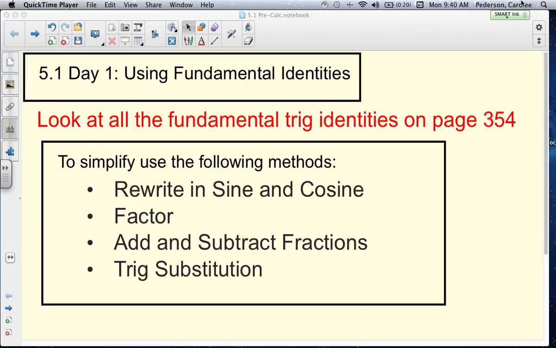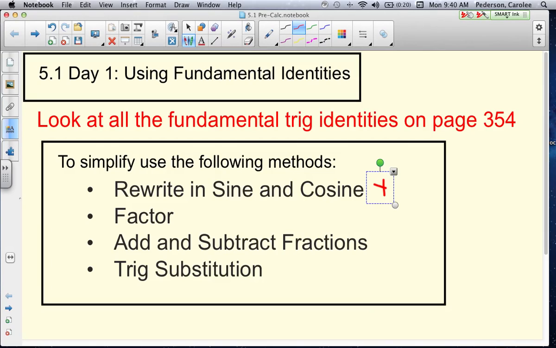What we're going to be doing today is simplifying expressions, and here are some of the methods that we're going to use. The most popular way is to rewrite into all sines and cosines. Another way is to factor. The next way is to add or subtract with fractions. And then with trig substitution, we'll save that for tomorrow's lesson, so you don't need to write those down. We'll get enough practice today.